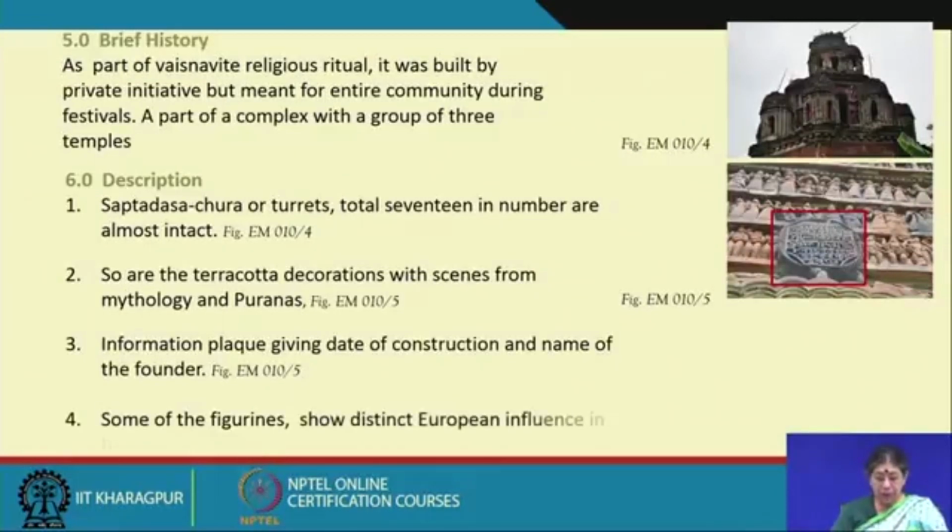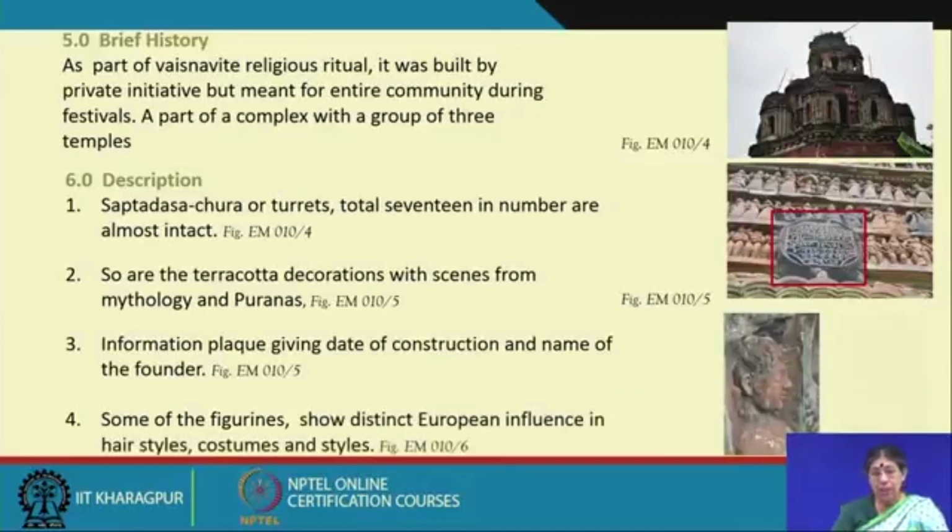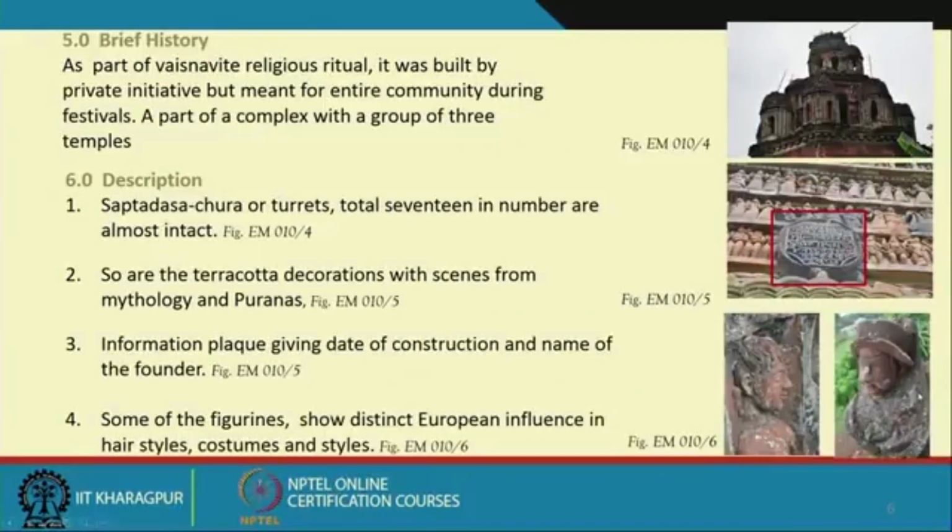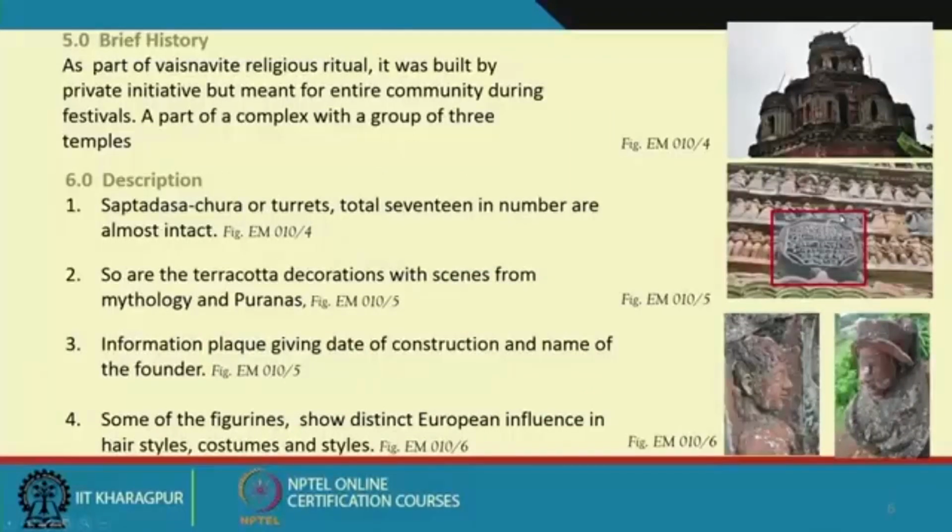Some of the figurines show distinct European influence in hairstyle, costumes and styles. As you can see, they are also on the rooftop, there are various figurines there. You can see that the European influence has already come up there, the hairstyle, the dresses, the hats, which are generally on the rooftop. One can access the rooftop, and these are a very unique feature, where these types of cross-cultural things were happening. To find this type of structure with this type of craftsmanship and influence in a small village makes this structure very unique, of a very high standard.